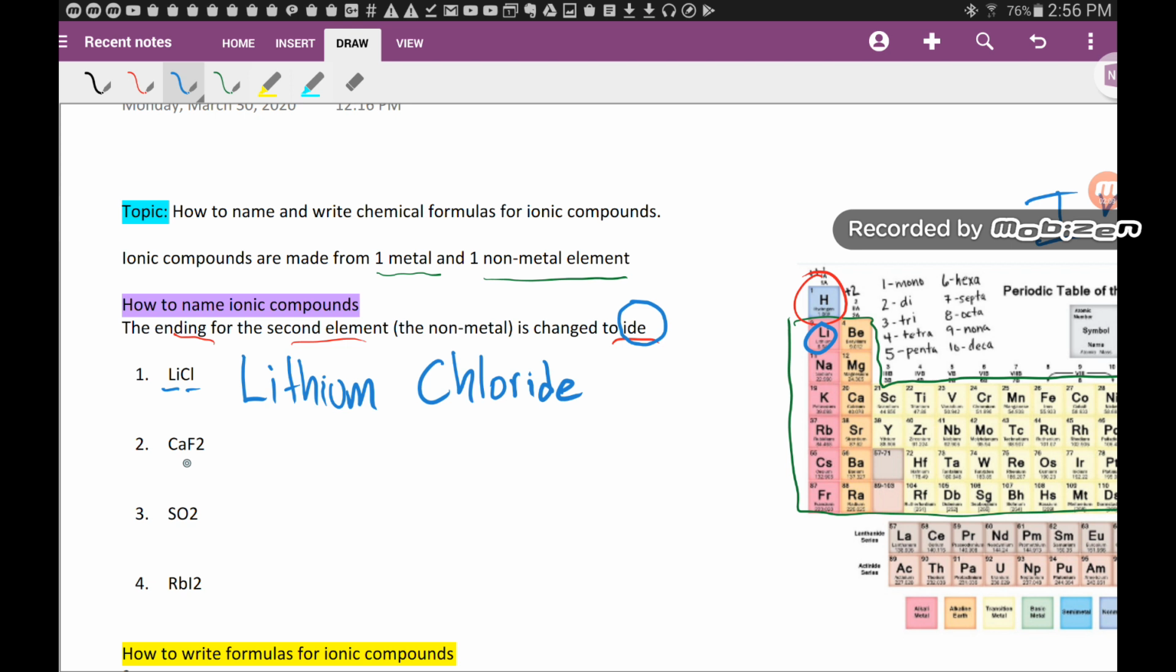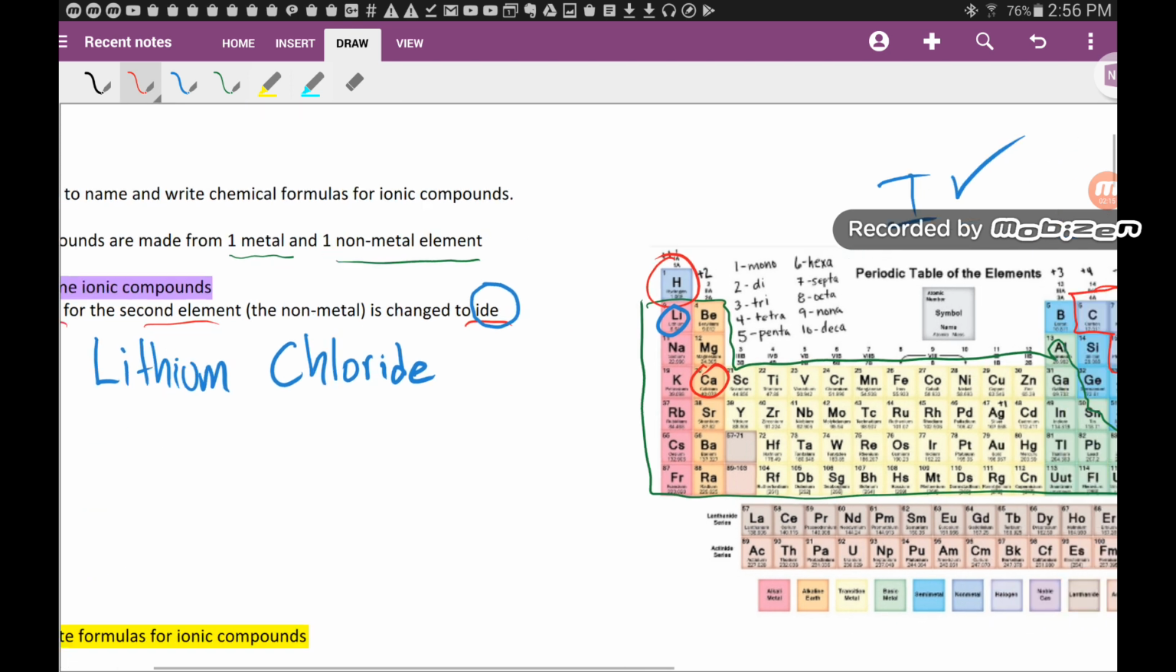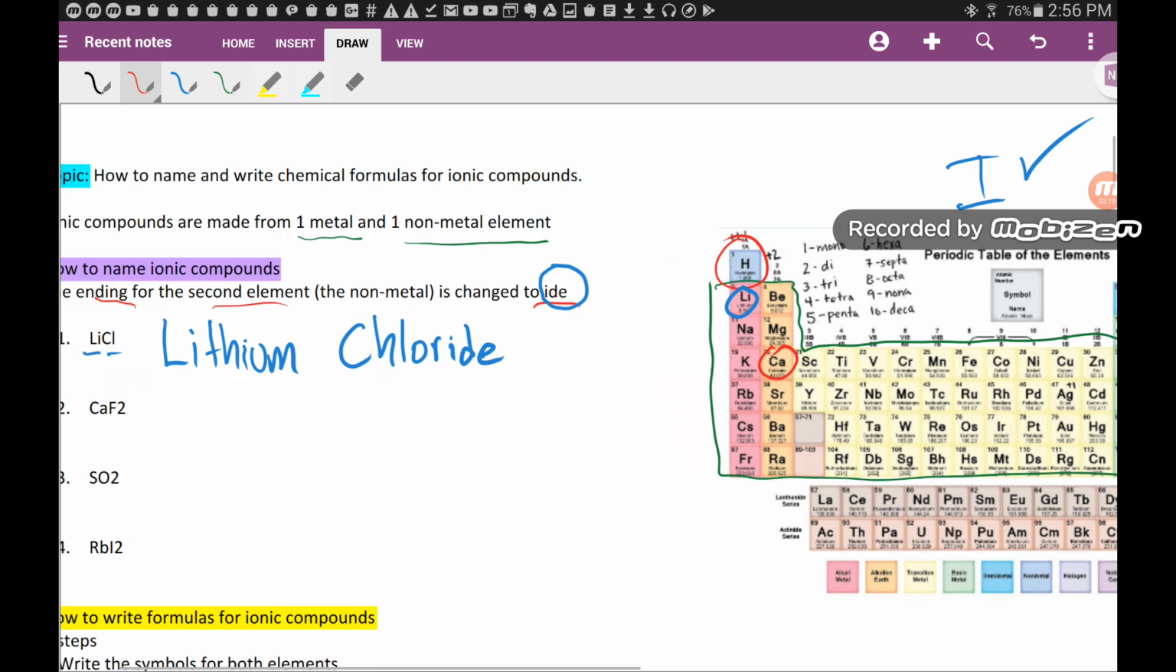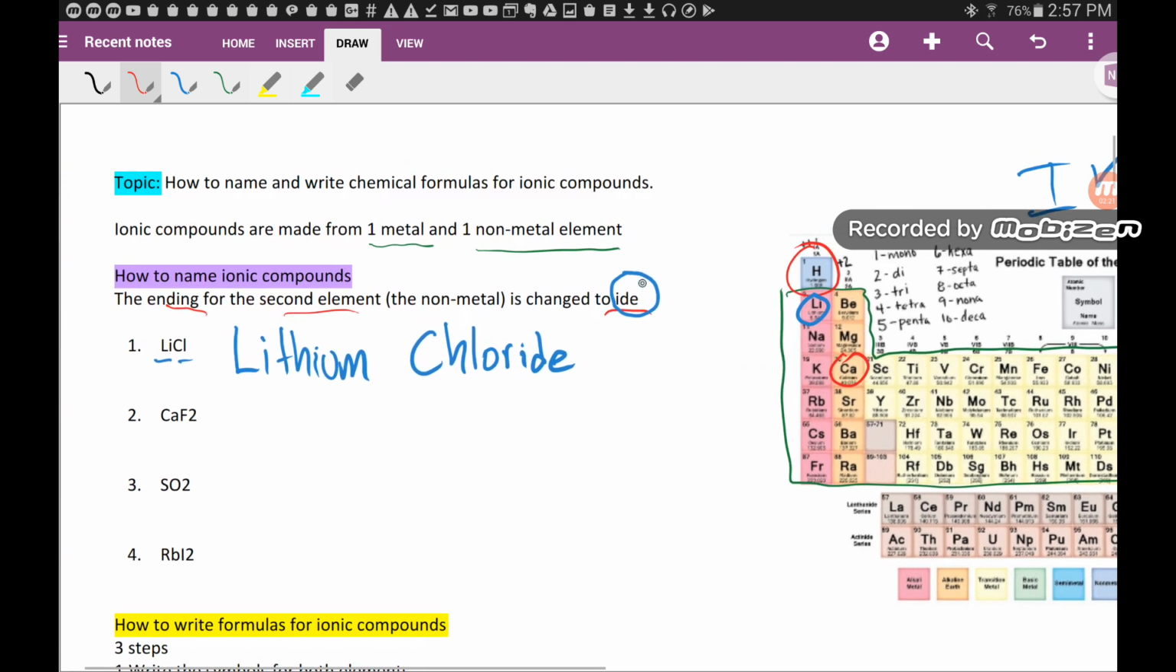Okay, next example. We have calcium, which is a metal, and then we have fluorine, which is a non-metal. So that is ionic, and the rule for ionic is change the ending to IDE. So we write the name of the first element, calcium, and then the second element is fluorine, but we're gonna change the ending to IDE. So we're gonna say fluoride.